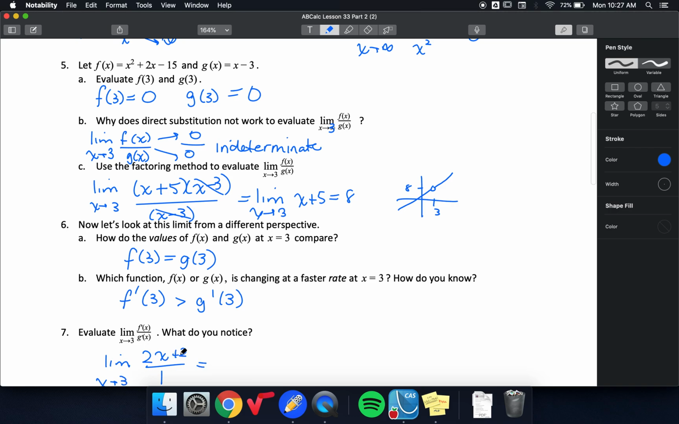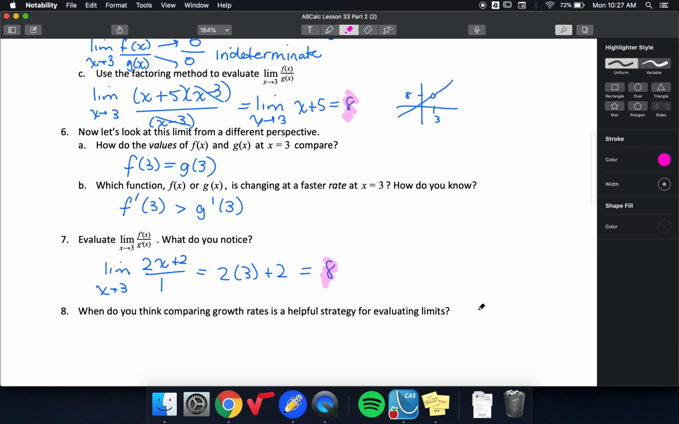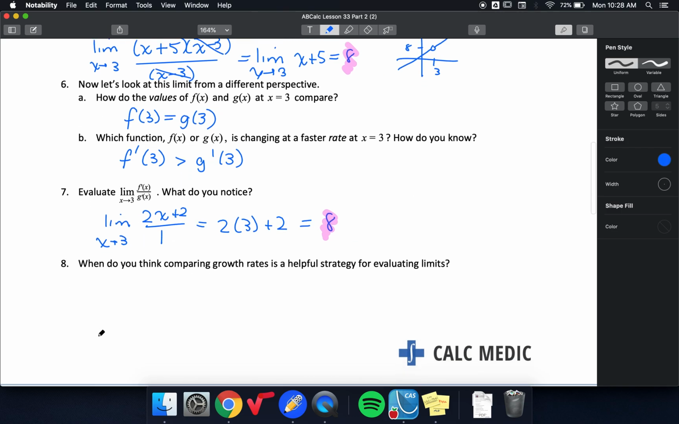So then when I substitute, which I can do now, I'm going to get 2 times 3 plus 2. 6 plus 2 is 8. And now I see that my 8 is the same value as I got for my limit. So when we have an indeterminate form from the original, looking at growth rates is another way for us to evaluate the limit. So this is the idea of L'Hopital's rule.